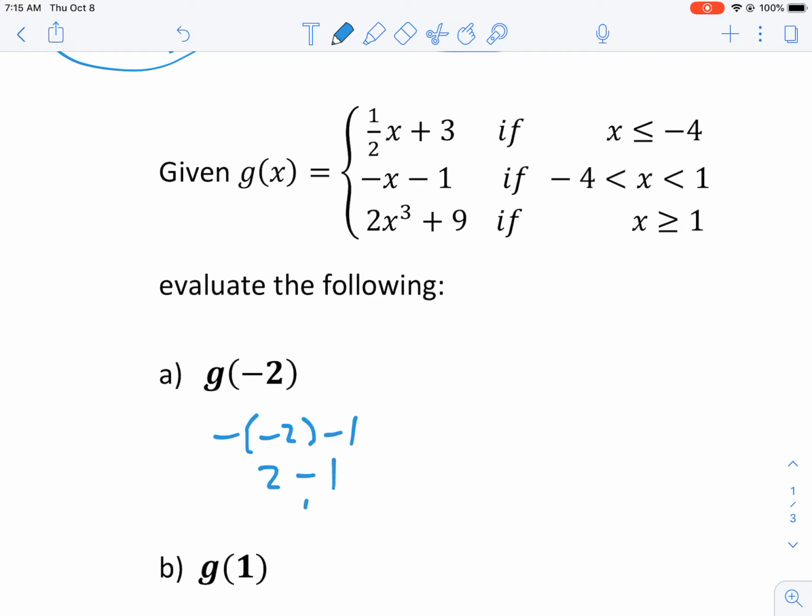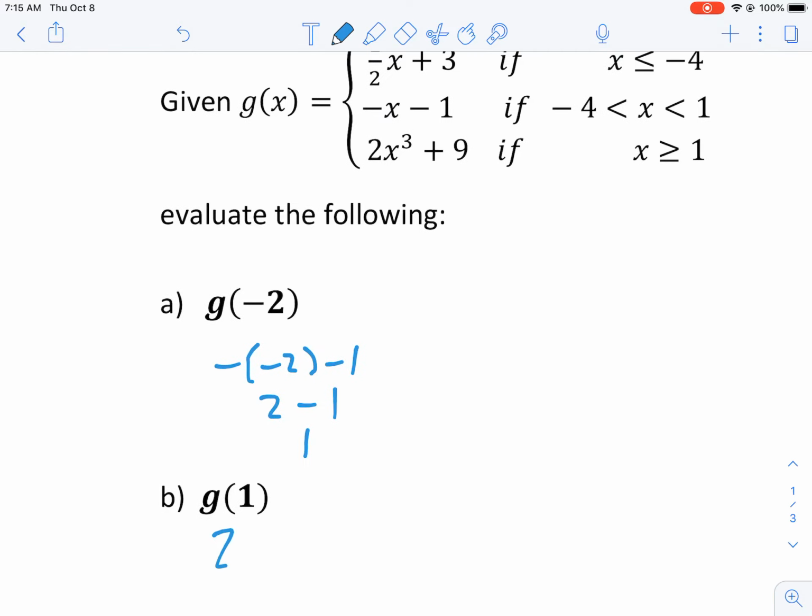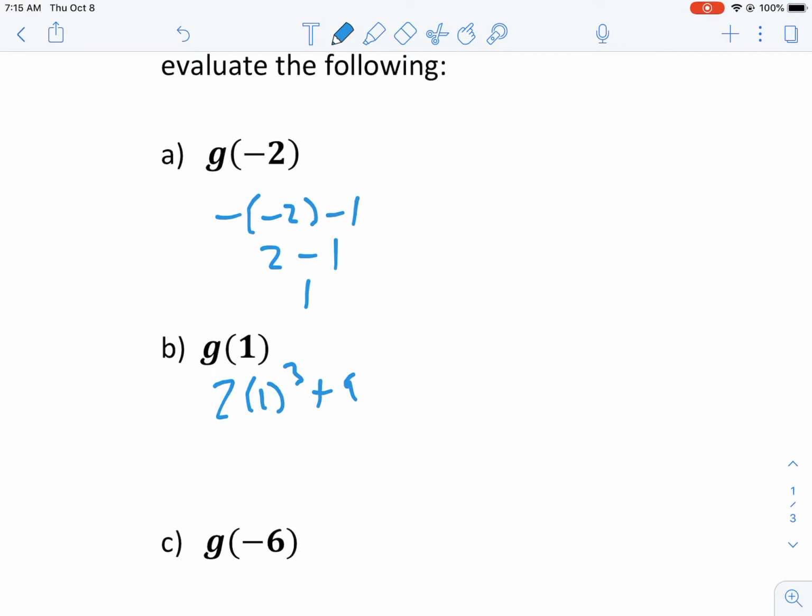-2, that's 2 minus 1, which is 1. 1 will be in the bottom one, because it's greater than or equal to 1, so we know 1's going to be here. 1 squared is just 1. 2 times 1 is 2, plus 9, that's 11.